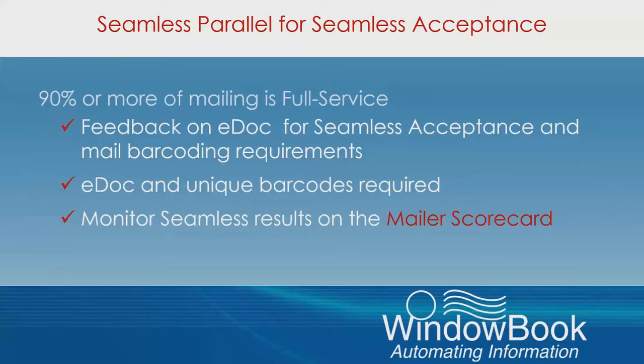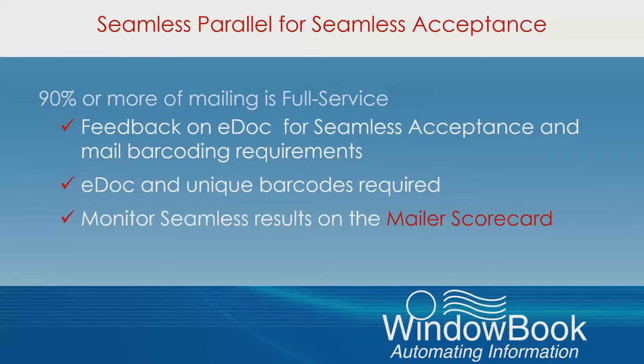Now, when you're in seamless parallel, this does not change the way your mail is verified or expose you to any new assessments, but it does give you extra visibility into the qualification and accuracy of your mail and the data you provide. And this, of course, is done through the mailer scorecard. So seamless parallel allows mailers to work with the Postal Service to understand your mail quality results and prepare for full seamless. And you'll receive feedback on whether your EDOC meets the seamless acceptance and mail barcoding requirements.